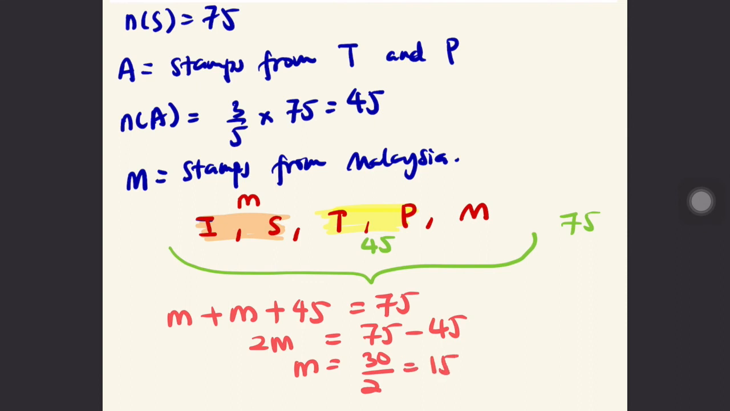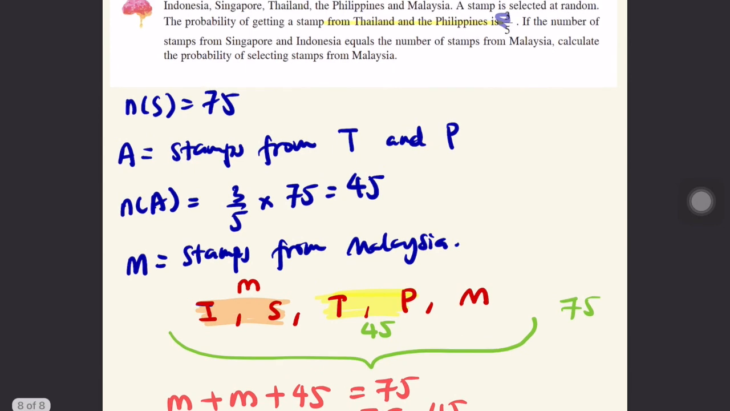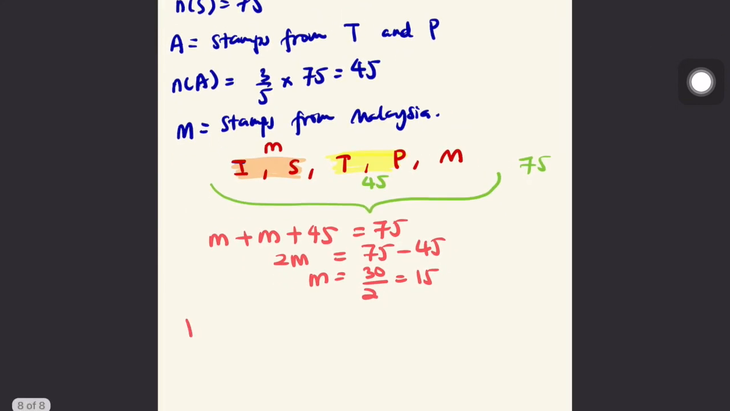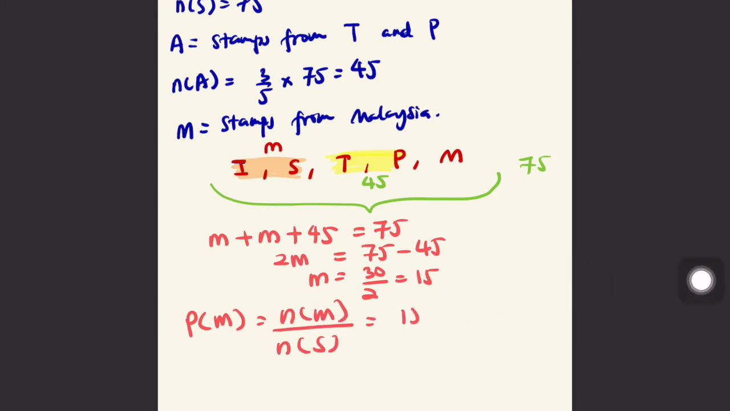Okay, so the question asks to find the probability of selecting stamps from Malaysia. So we know the probability of Malaysia is equal to the number of Malaysia divided by the number of the sample space. So the probability of stamps from Malaysia is 15 divided by the sample space. Overall we have 75 stamps. You can leave your answer just like that, or you can simplify it as 1/5.